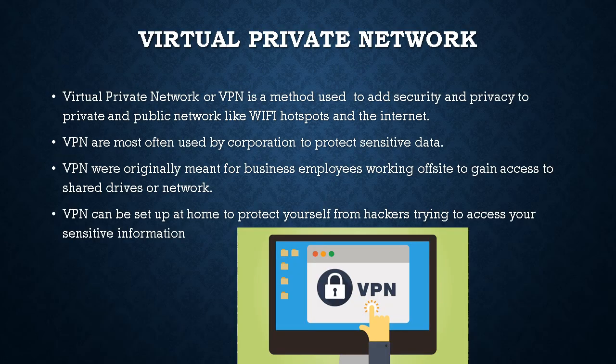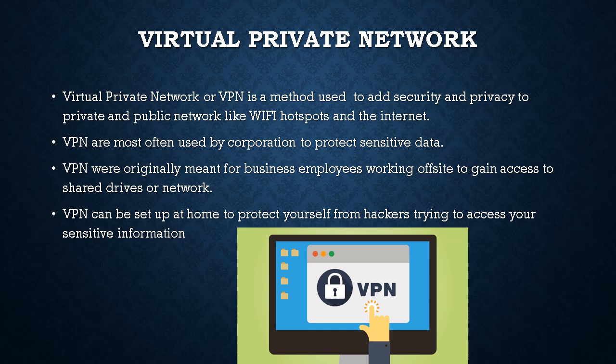Virtual private network. A virtual private network, or VPN, is a method used to add security and privacy to private and public networks like Wi-Fi hotspots and the internet. VPNs are most often used by corporates to protect sensitive data. When you're using a virtual private network, data will be hidden and your IP address will be hidden, so there will be no revealing of your personal information. Say suppose you're using your friend's Wi-Fi and you're browsing some sensitive data. There may be attackers going after your personal information if you're using Wi-Fi hotspots and the internet. So for this purpose, we use a virtual private network.